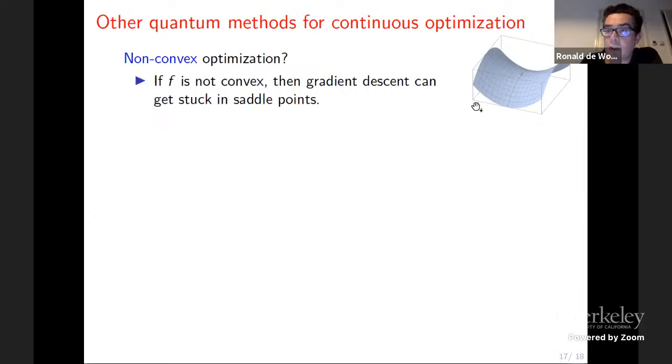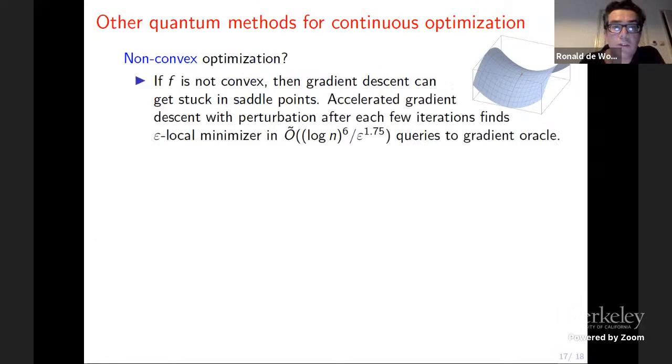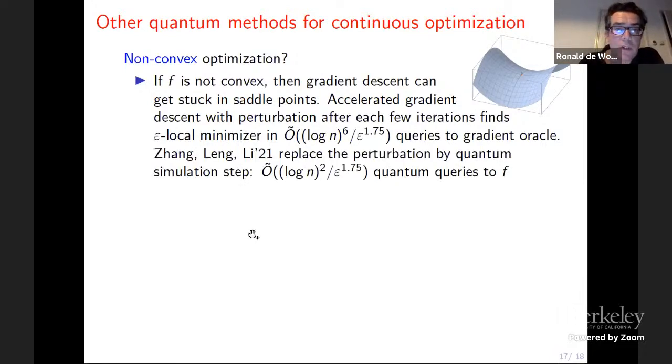If your function is not convex, things like this picture could happen. I don't know if you see the red dot here, but it is at a saddle point of the function. The gradient is going to be 0 at that point, but it's clearly not even at the local minimum. And there are classical ways to escape from saddle points. The way that works is you do gradient descent for a few steps, and then you start shaking your point a little bit to escape from the saddle point. It's somewhat similar to what happens in simulated annealing, but you can analyze it rigorously. And Zhang, Lang, and Li, just this year, showed that you can speed this up somewhat by replacing the classical shaking by a very nice quantum shaking that's based on Hamiltonian simulation.